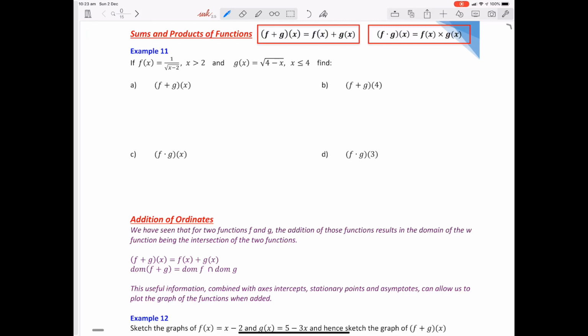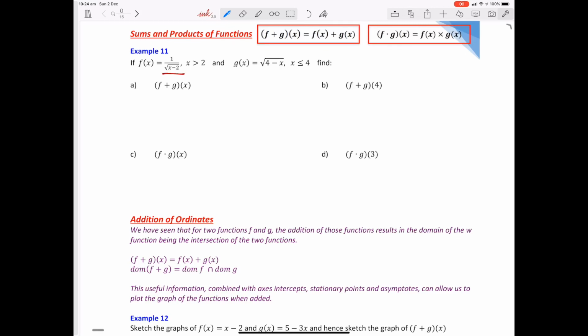Today we're going to be going through sums and products of functions and addition of ordinates. It's sort of new for you guys, but you will have done it before and not actually realised that that's what you've done. So here I've got two functions.